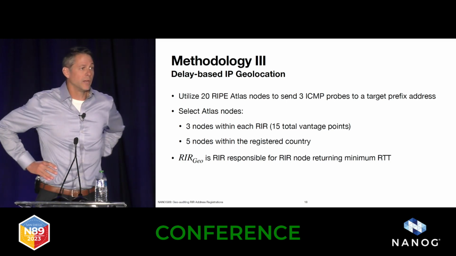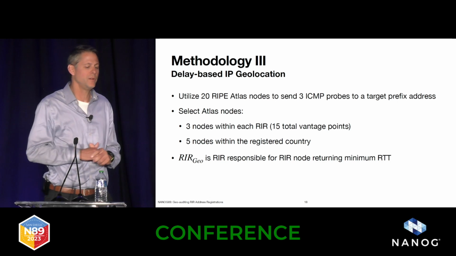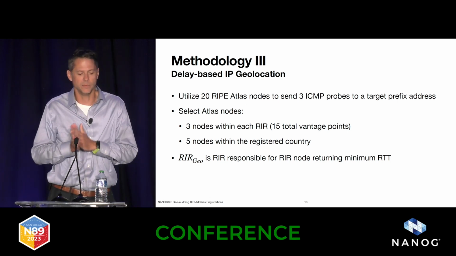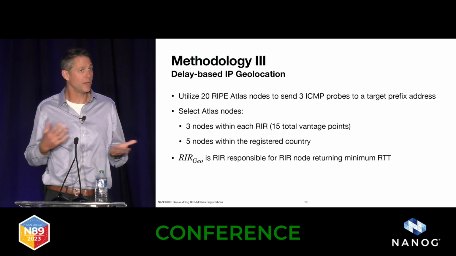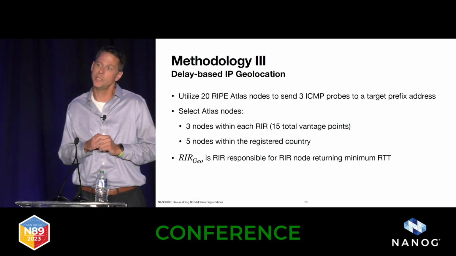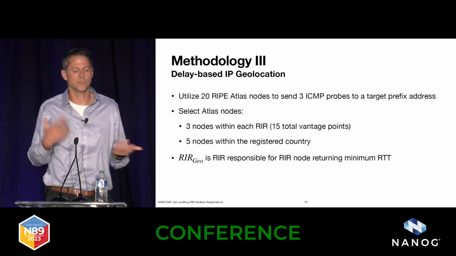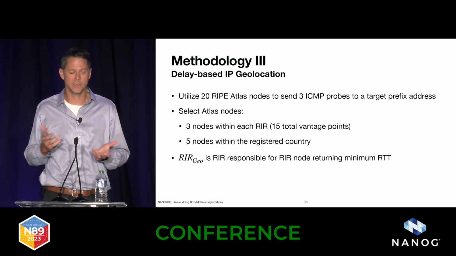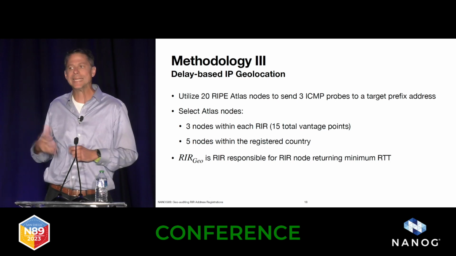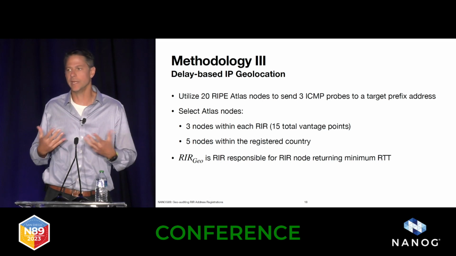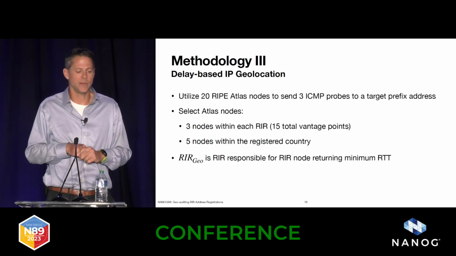To do this, we're actually going to use 20 RIPE Atlas nodes in total. We select the Atlas nodes as follows. We choose 3 nodes within each of the RIR regions. That means there's 5 RIRs, so we'll have a total of 15 different vantage points. And then we choose an additional 5 vantage points, RIPE Atlas nodes within the registered country for that prefix.